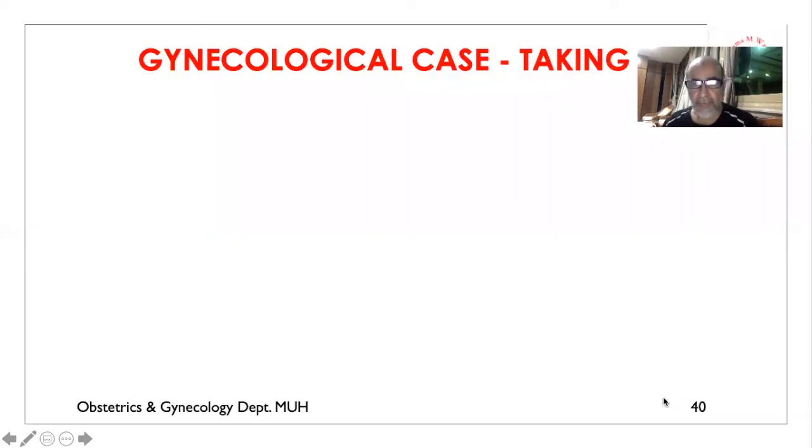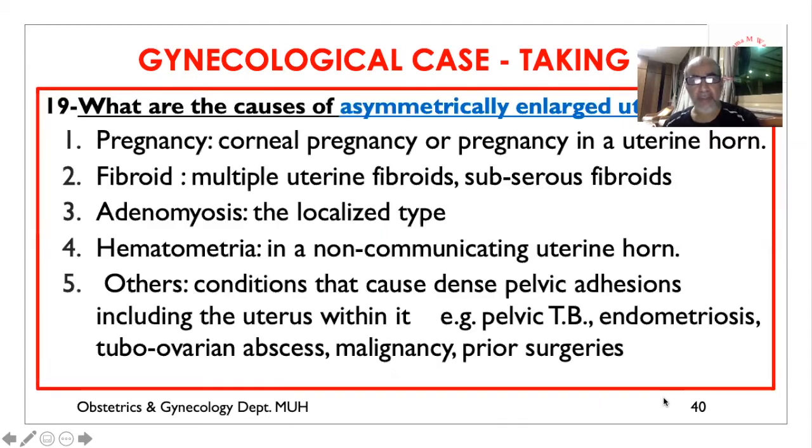Part of the clinical round revision. Start with slide 40. What are the causes of asymmetrically enlarged uterus?